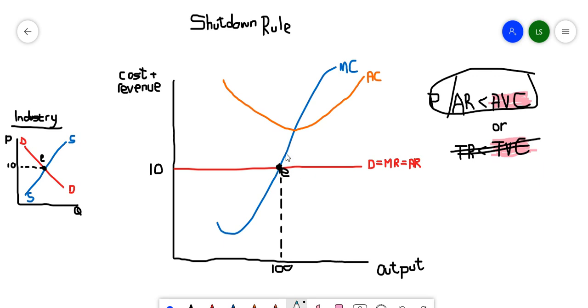Now we said that a firm is going to shut down if its average revenue is less than its average variable cost. When we draw this, your average variable cost has to come and lie on top of this average revenue graph. It has to be tangent. In maths, you say tangent. It has to lie on top, so it has to intersect.